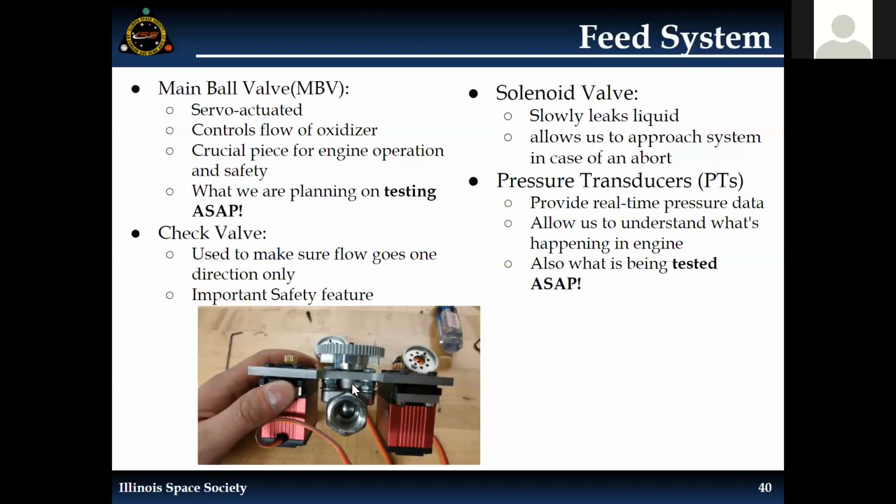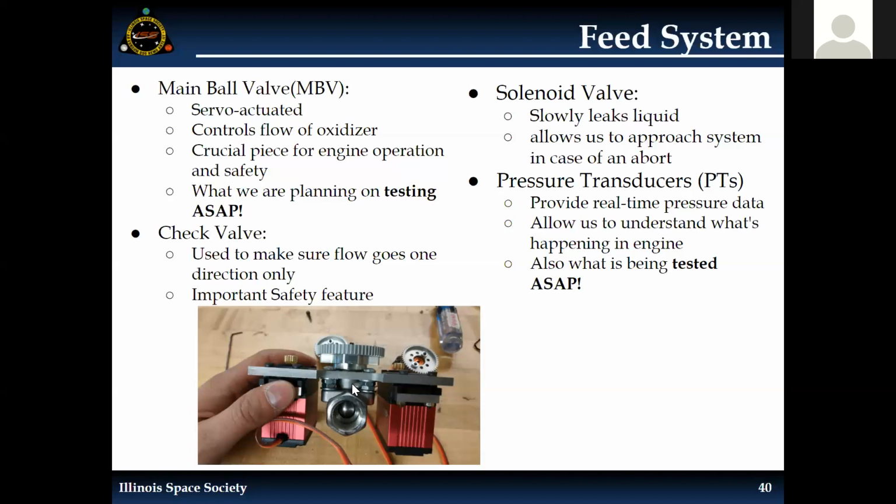And the fourth thing, so this one's not a valve, and we've mentioned this a lot before today, are pressure transducers. And these are just pressure sensors. The way they work is they give an electrical voltage signal to whatever your controlling device is, whether it's a computer or a microcontroller, like a Teensy. And that voltage is converted into pressure. So based on the fluctuation of the voltage, you'll get a fluctuation of the pressure.